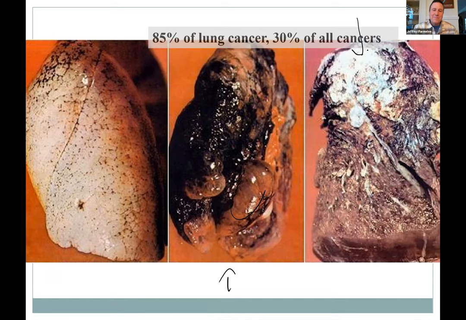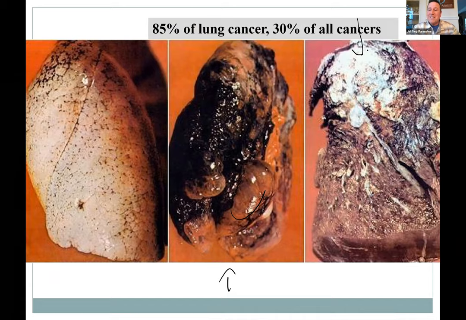And lung cancer, you may smoke two packs a day your whole life and never get lung cancer, but that's not an argument that smoking is safe, obviously. It's just a probability game, some of it genetics too. But when you look at people with lung cancer, 85% is attributable to smoking, and 30% of all cancers. So huge drain on society.